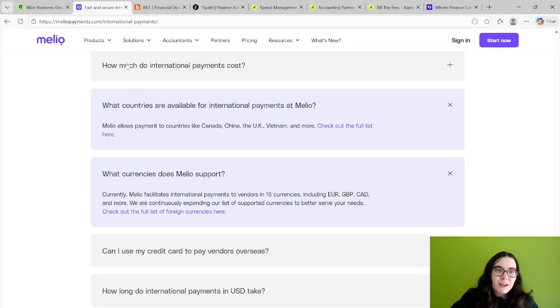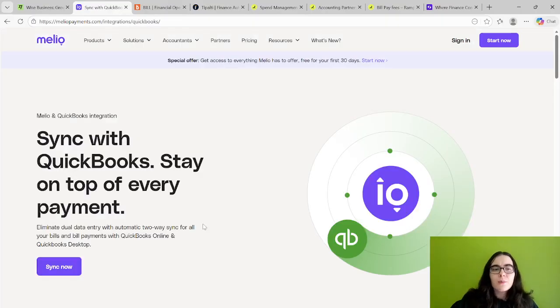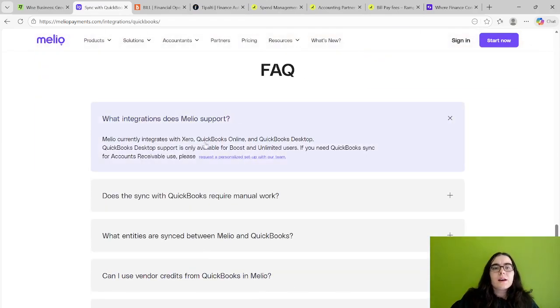And then the other thing is they do have accounting software integrations, but they are pretty limited. They integrate currently with Xero, QuickBooks Online, and QuickBooks Desktop, which is great because these are some of the most popular accounting solutions out there. But the problem is that this really is kind of limited, and if you use a different program that you want to integrate with, you might not be able to potentially. So that's what to know about Melio.